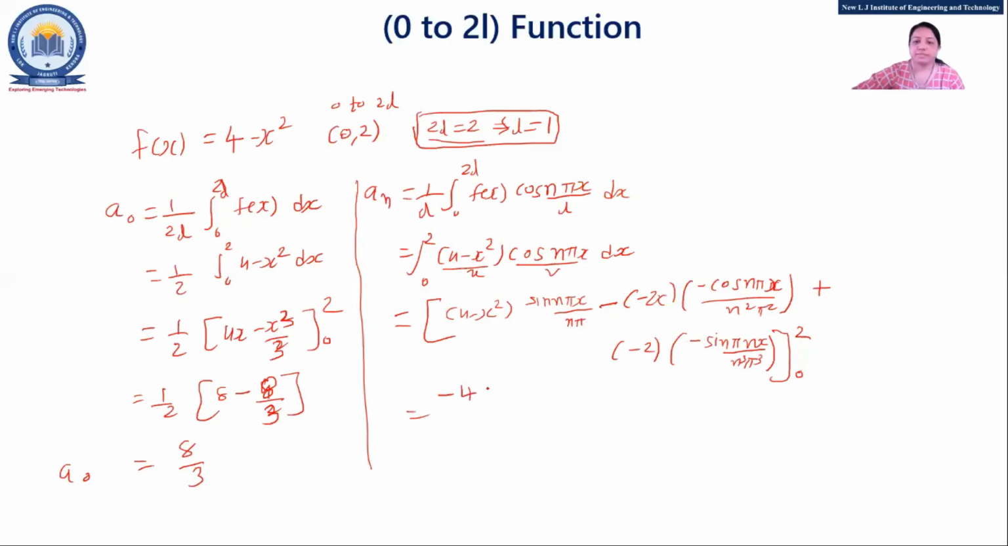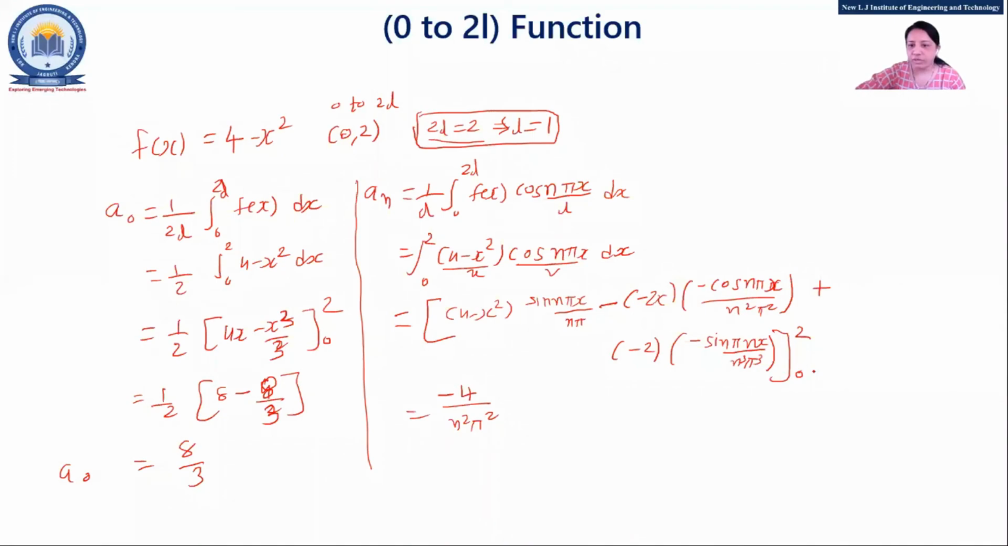Minus 4 upon n square pi square, into 1. And cos 2n pi is equal to 1, so we are not writing it. What about the third term for the upper limit? It is 0, again because sin 2n pi is 0.